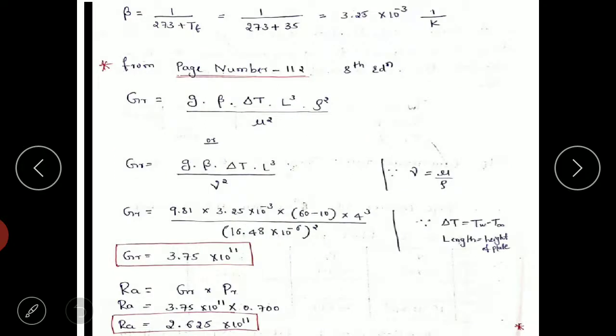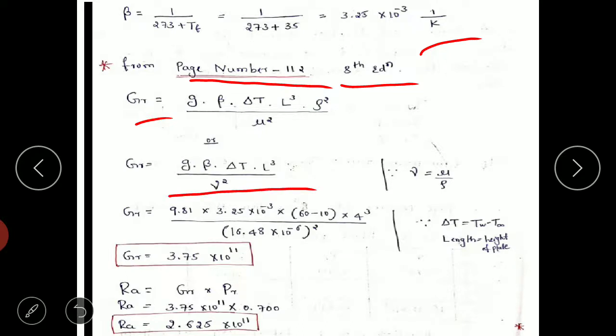So going to the next page, beta is calculated, which is 3.25 into 10 power minus 3, 1 by Kelvin. If you see here, it is calculated by substituting the temperature in Kelvin, which is very important. Now, refer to page number 112, it is the 8th edition only. We are calculating the GR value, G beta. Please refer to the second formula. This and this formula are the same only.